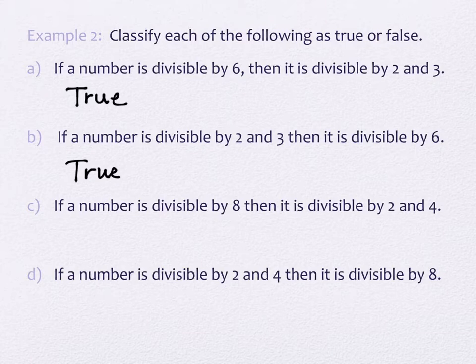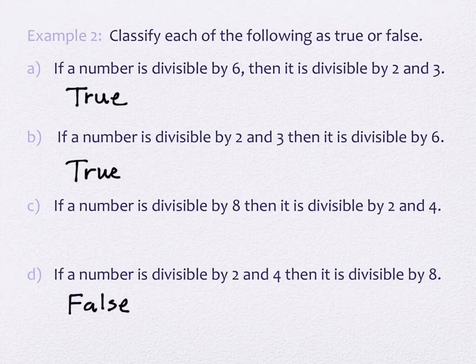C is a little different. Okay, C says if a number is divisible by 8, is it divisible by 2 and 4? Whereas D says if it's divisible by 2 and 4, then it's divisible by 8. Now, it's part D that we did the example for on our work together in groups. Divisibility by 2 and 4 does not necessarily mean it's divisible by 8. So this is false on part D, okay? That's just like what we did before.